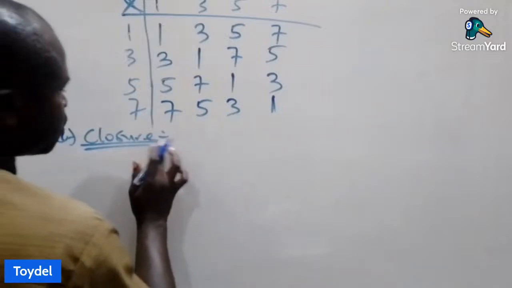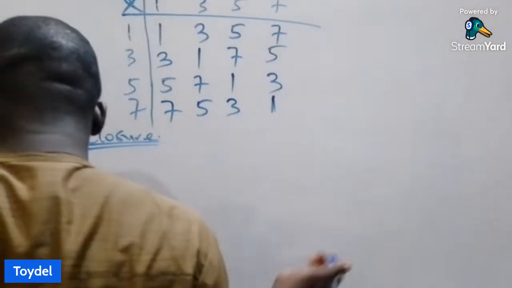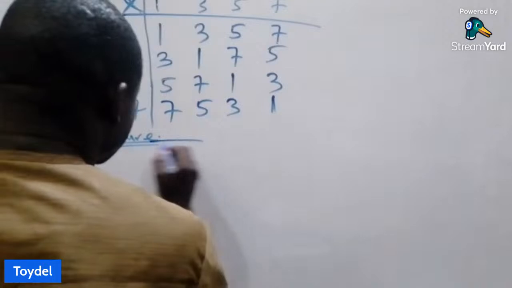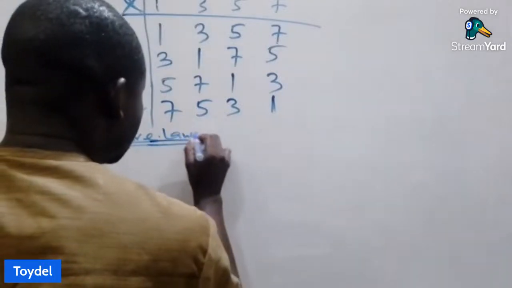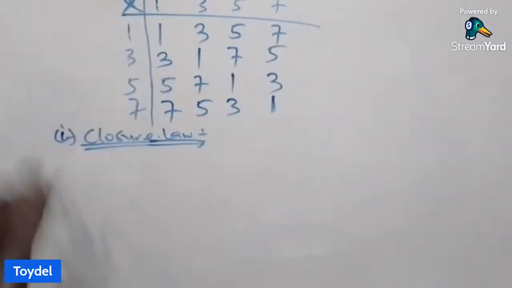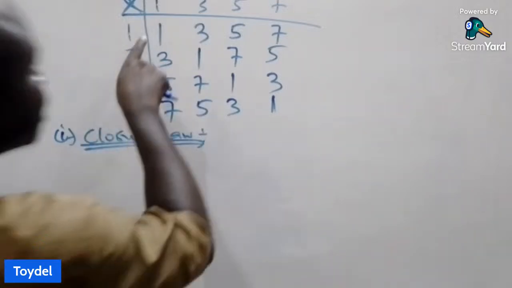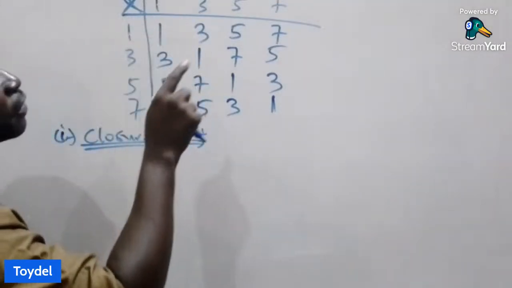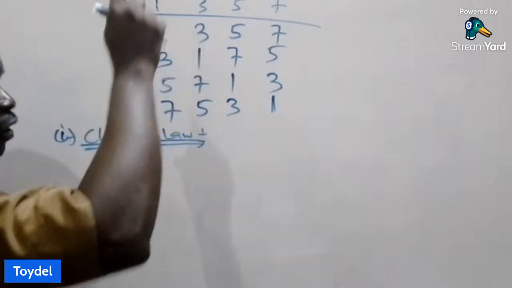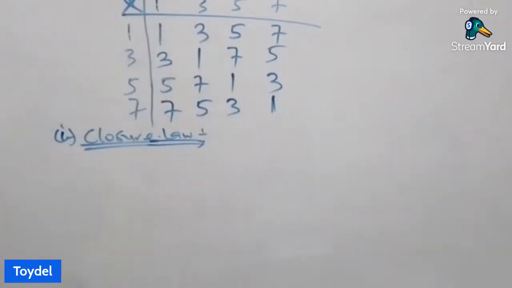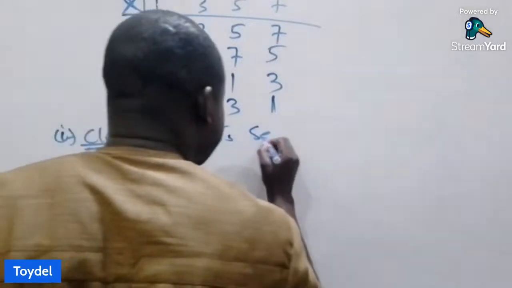The closure property. You can call it closure law or whatever. I can call it closure property or closure law. Just when we have a groupoid, that's what we want to test for. What can you say about this table? You realize that all the elements that you have in G, 1, 3, 5, 7, if you check the row and column in this table, that is what we are going to get. That's what we are going to tell. The closure property is satisfied.